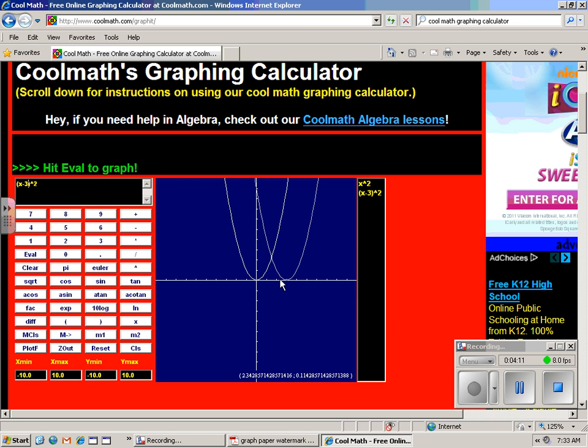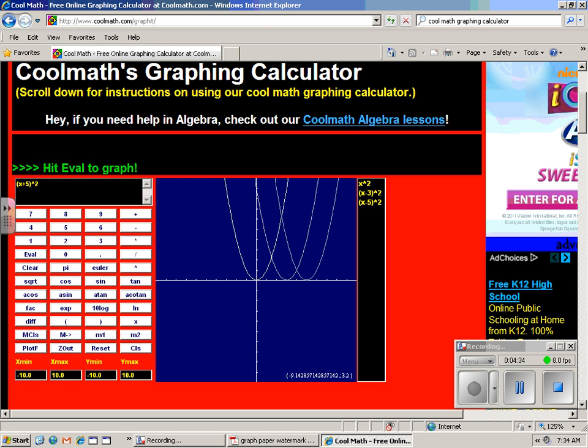Now this is kind of contrary to what you would naturally think. You would think that if you subtract 3 it would shift to the left, but it actually works the opposite way. Subtracting 3 before you square it moves the vertex 3 units to the right. Let's try a couple others. Let's subtract 5. That moves it 5 units to the right. What if we add?